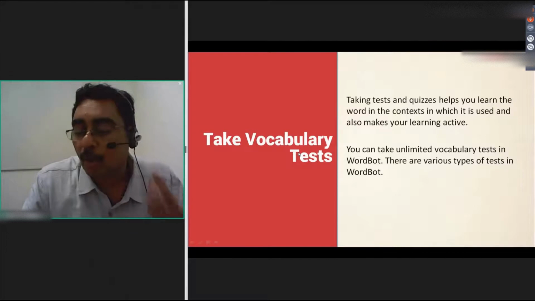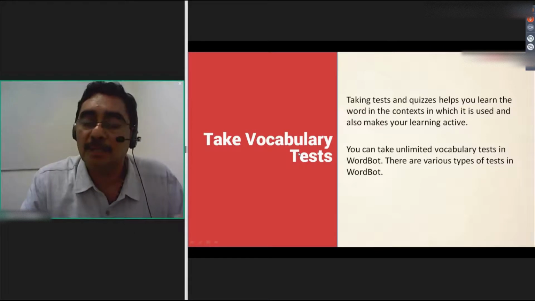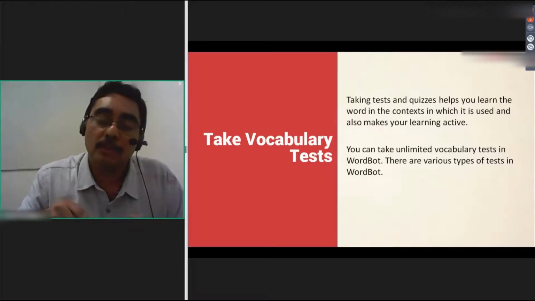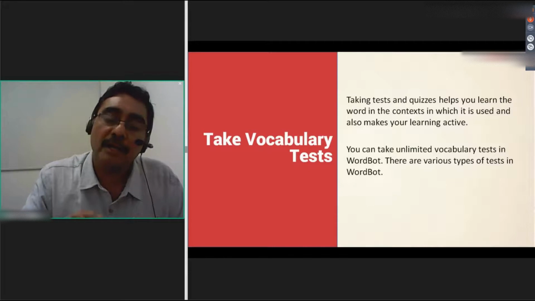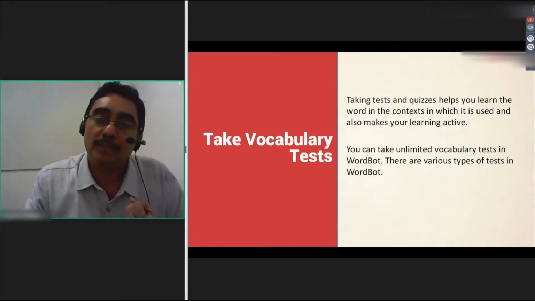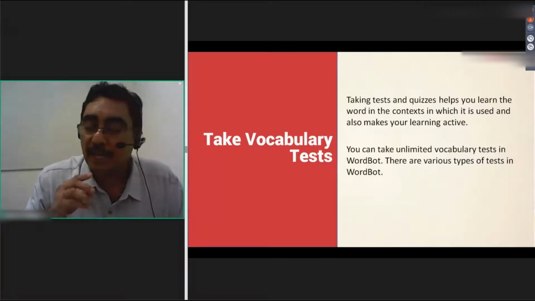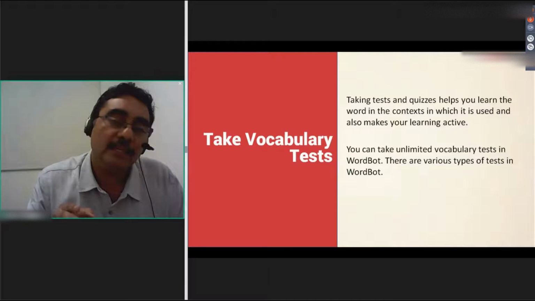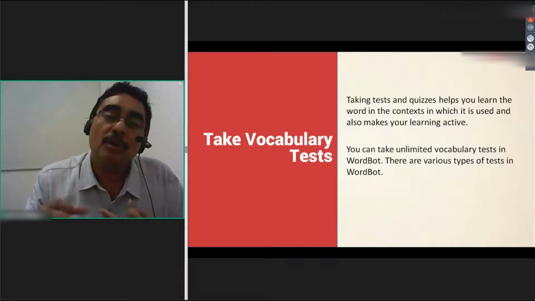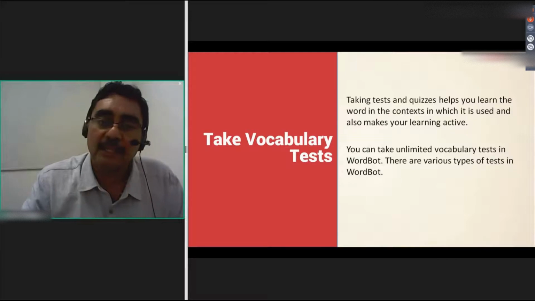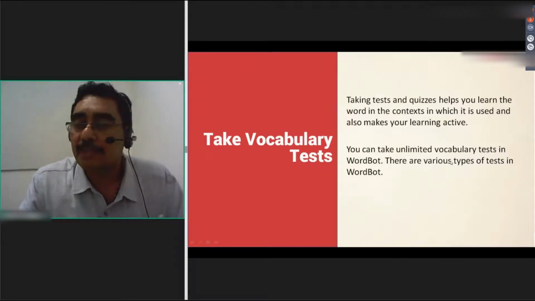The purpose of a vocabulary test is not to build your reasoning, but to help you remember the word and understand the right nuance of the word, and to make the learning process more active, to make you think about the right context in which to use the word. It won't test your reasoning. So take a lot of vocabulary tests.